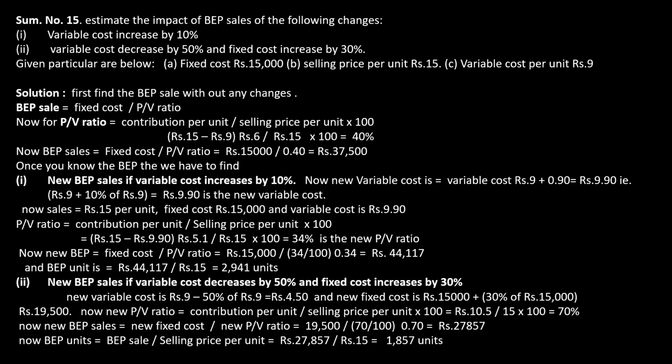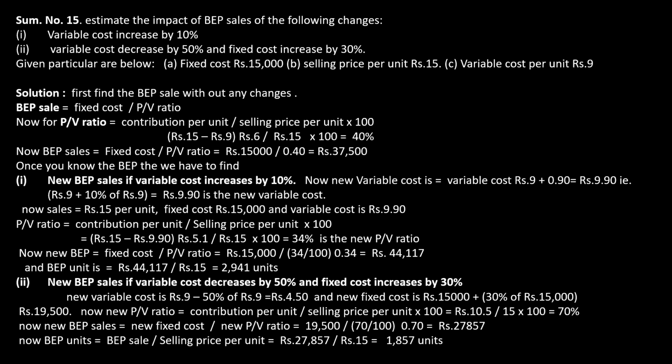10.50 divided by selling price 15 rupees, there's no change, into 100. Now my new PV ratio will be 70%. Now I'll go to the new BEP. For this 70% PV ratio, what will be my new BEP? The same formula. New fixed cost is 19,500 divided by new PV ratio 70%. So 19,500 divided by 70% will give me 27,857 rupees. That will be the new BEP sales.